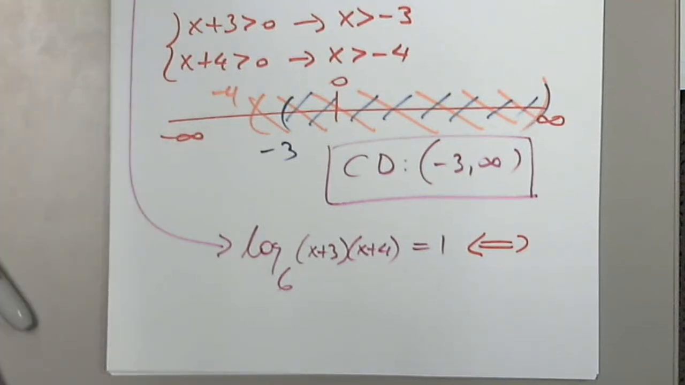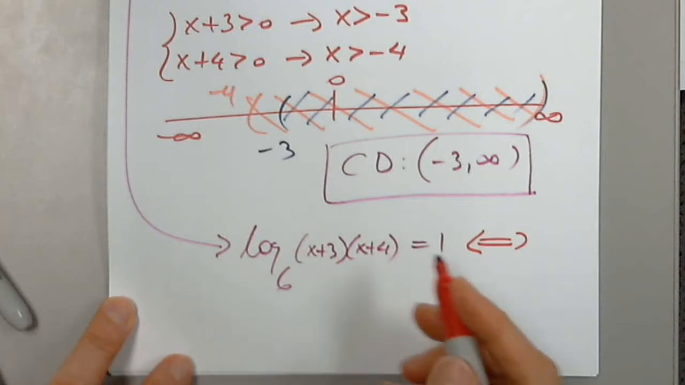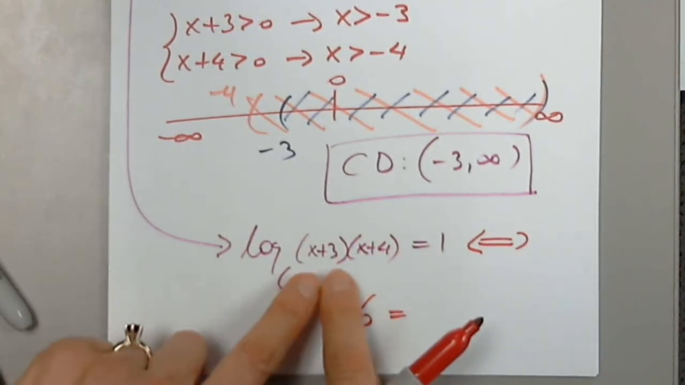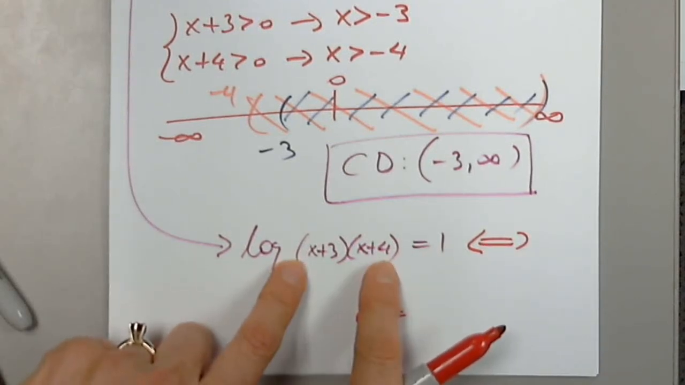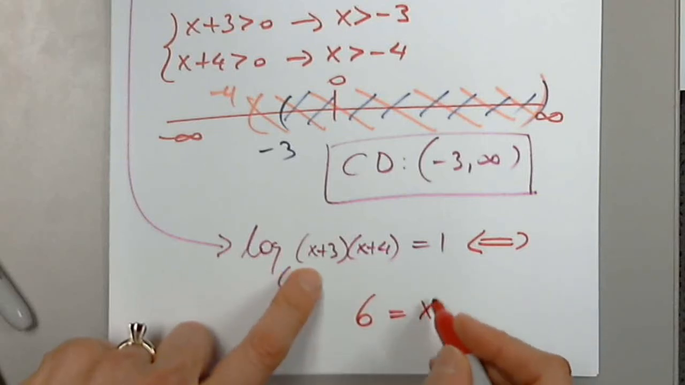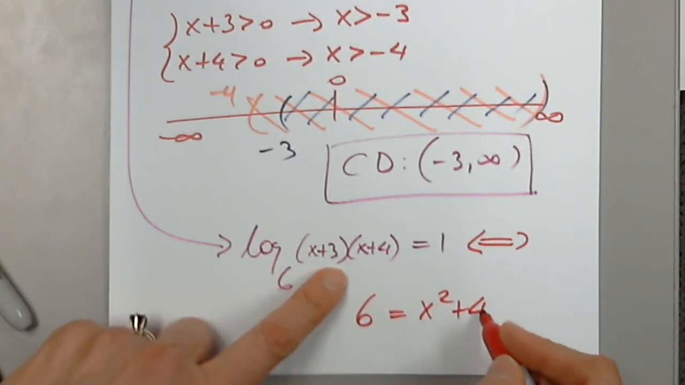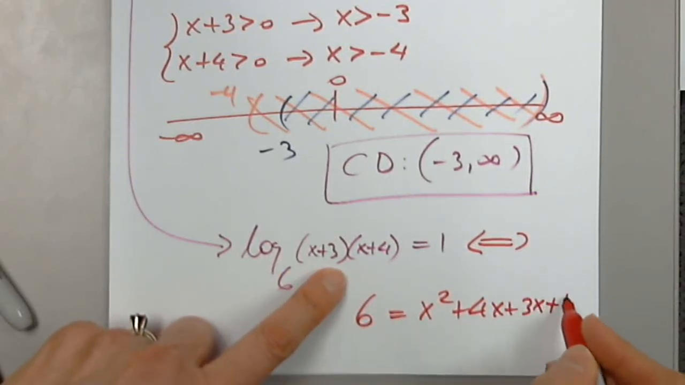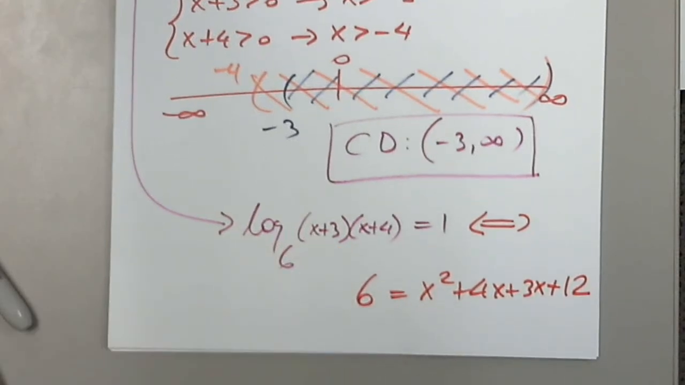6 to the first power, exactly, equals this. I'm going to distribute it. So it's x squared plus 4x plus 3x plus 12. One more time, so please watch. 6 raised to the first power equals this. And this product is here.